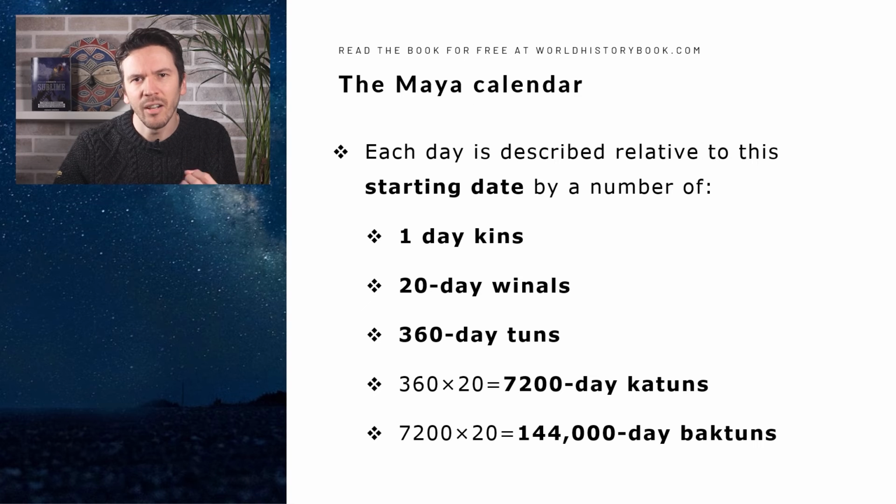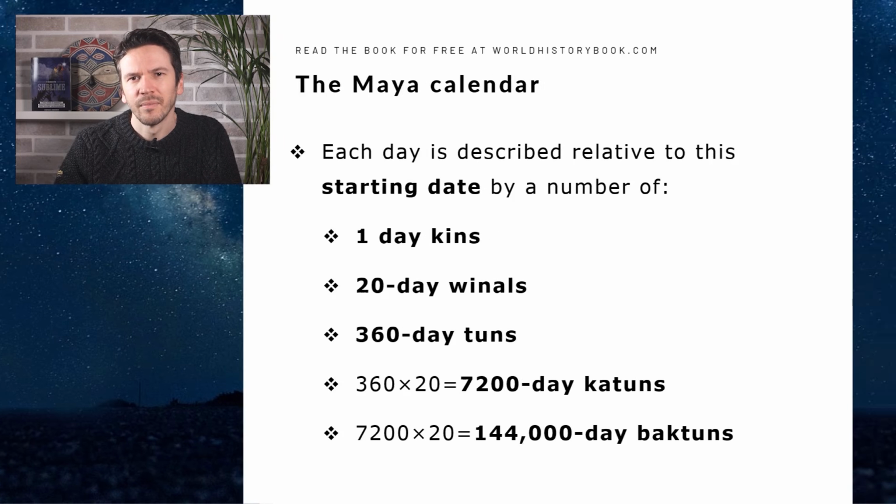Each day in this long count system calendar is described relative to this starting date, that 3114 BC, and it is counted in a number of days, which are called kins, in a number of 20-day winals, in a number of 360-day tons, then we have 7,200-day katuns, and 144,000 baktuns.